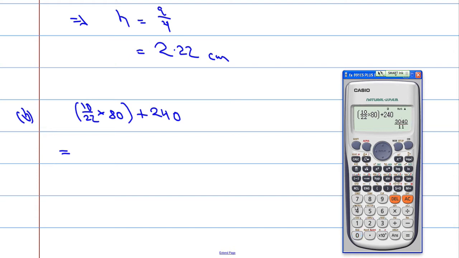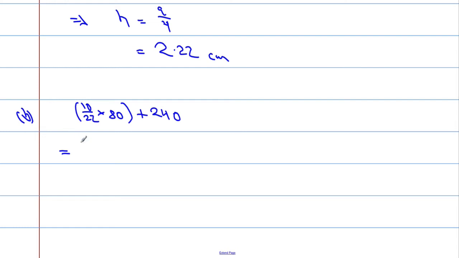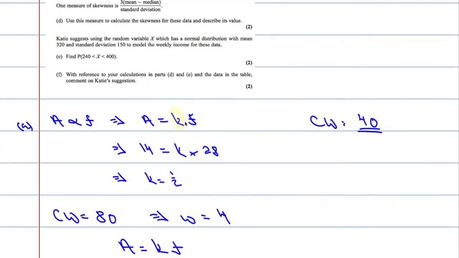It's going to give us an answer for the median of 276. I think it said to the nearest penny if I remember correctly, so 276.36. Okay, let's check out the next part.